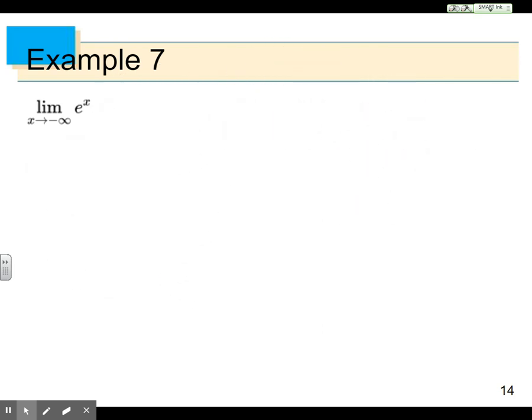I'm going to turn you loose on one in just a minute. I do want to talk about this one first, though. The limit as x approaches negative infinity of e to the x. There's no denominator, and we just have the basic parent function of e to the x. So whenever I see one like this, the first thing that comes to my mind is the graph of e to the x, and where that horizontal asymptote is.